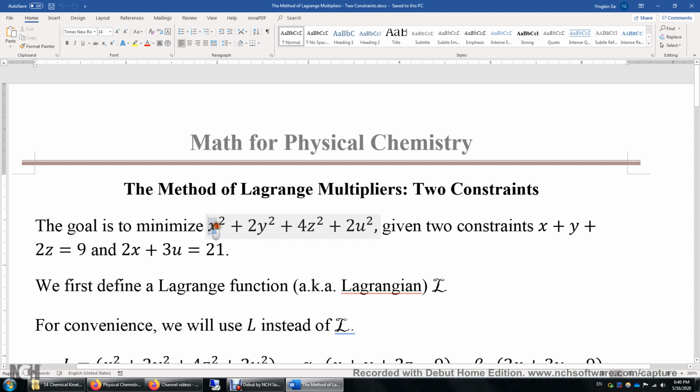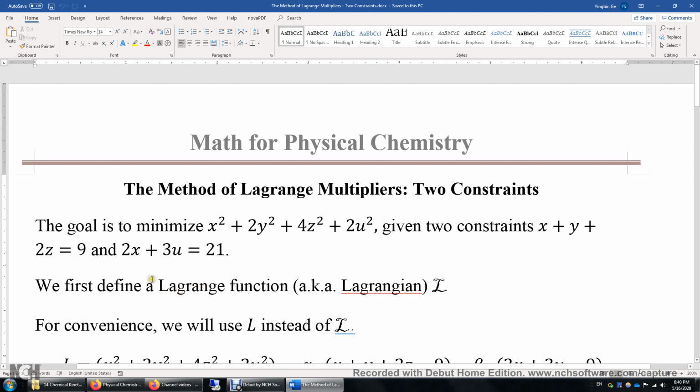Let's minimize this function. We have two constraints. Let's say x plus y plus 2z must be equal to 9, and 2x plus 3u must be equal to 21. So we have these two constraints. Without any constraints, the minimum value of this function is simply 0. With these two constraints, let's do some calculations.